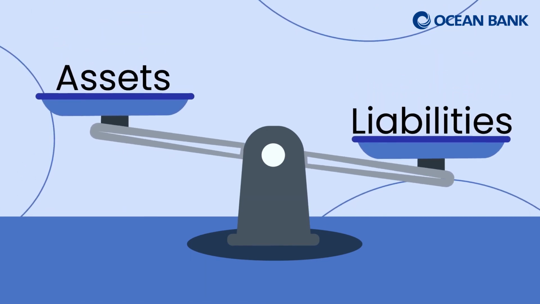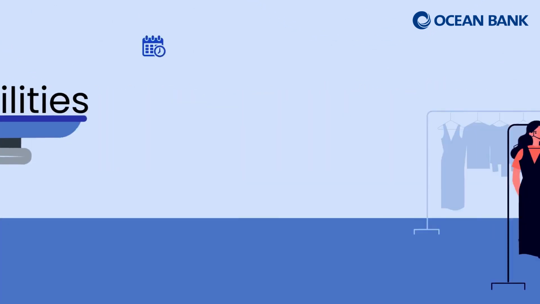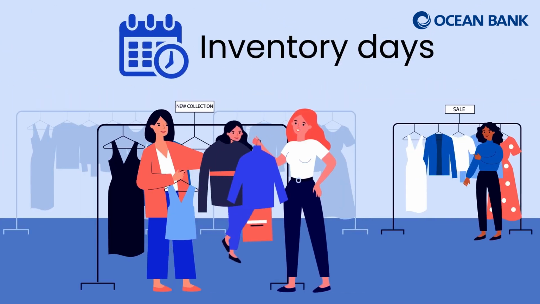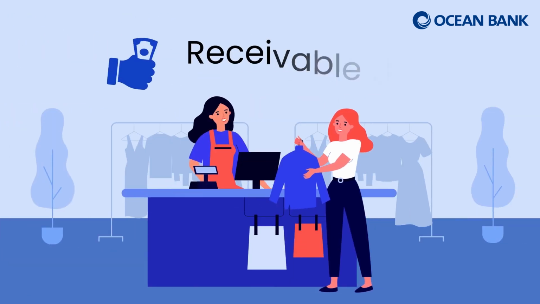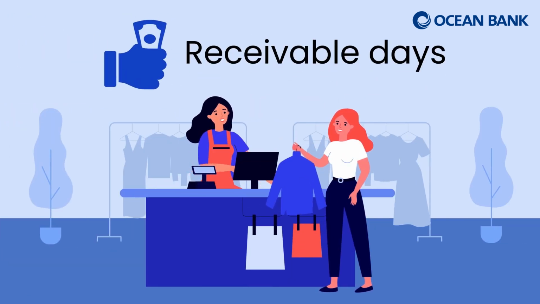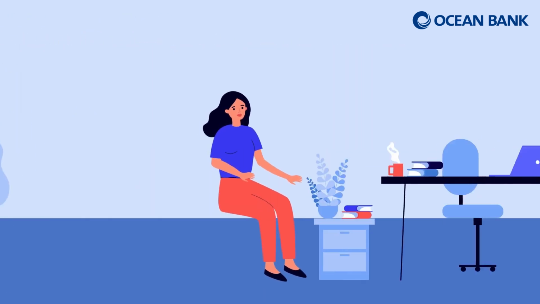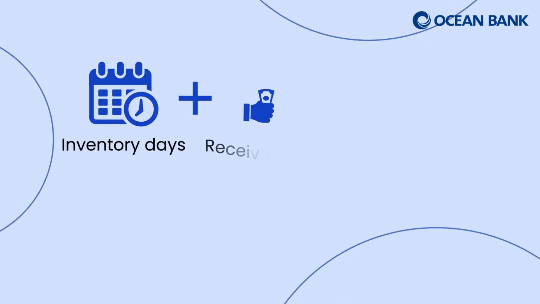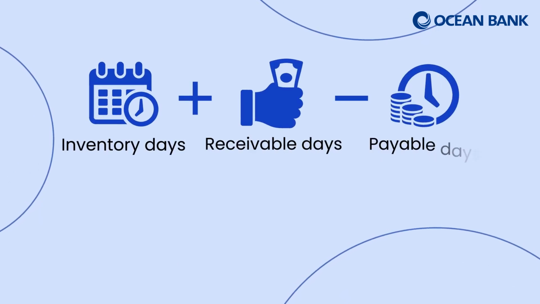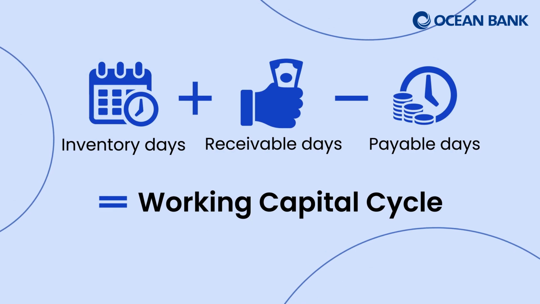It can be determined using three different numbers. Inventory days is how long your product stays in your business before it's purchased by a customer. Accounts receivable days is how long it takes for customers to pay for their purchases. And accounts payable days is how long you have to pay for the merchandise you ordered. The equation works like this: inventory days plus receivable days minus payable days equals working capital cycle.